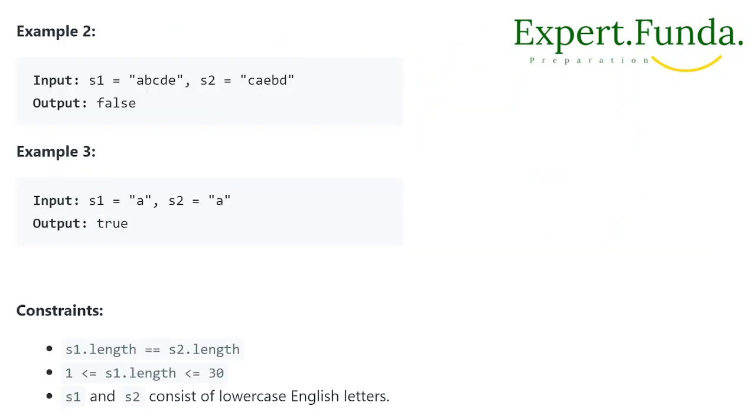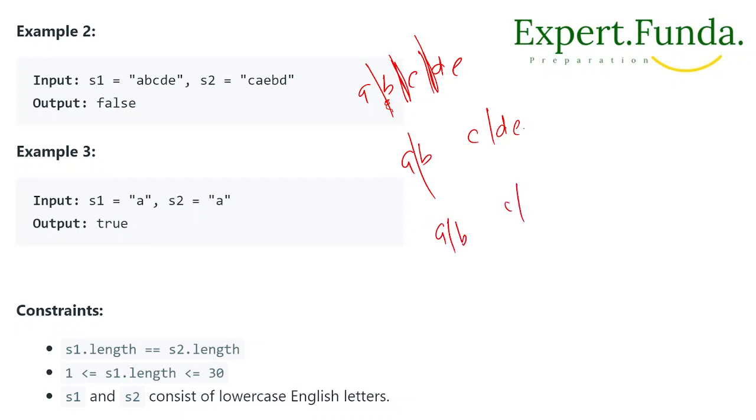Coming to the next problem, we have s1 given as A, B, C, D, E. Suppose we divide from here: A and B will be here, and C, D and E will be here. Another division we make from here. First we divide here, and second we divide here. After this it will look like this. Now C will remain the same, and now we will divide this one into D and E.